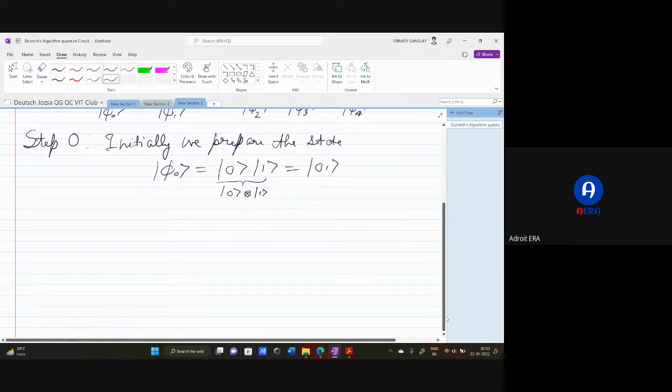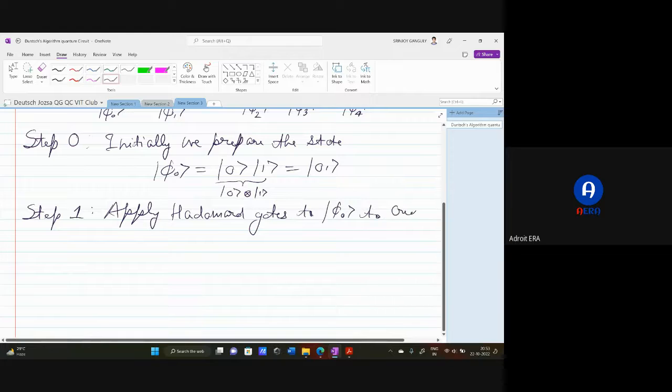Then what will be step 1? Let us do till step 1. From step 2, it is quite large, so we will continue it tomorrow. So what will be step 1? Apply Hadamard gates to phi 0, right? To create a superposition state. We have to create a superposition state.